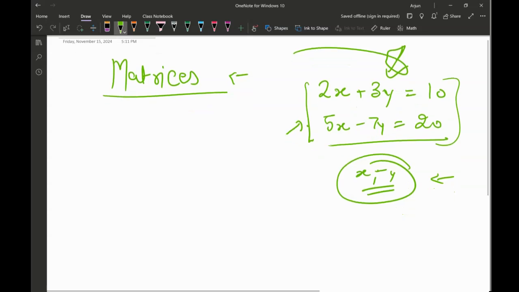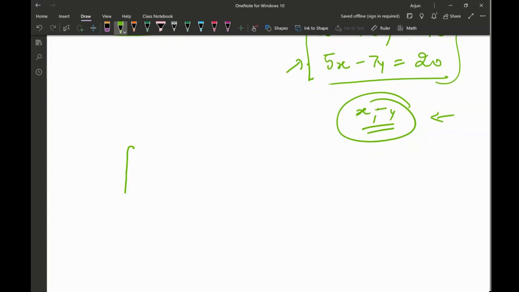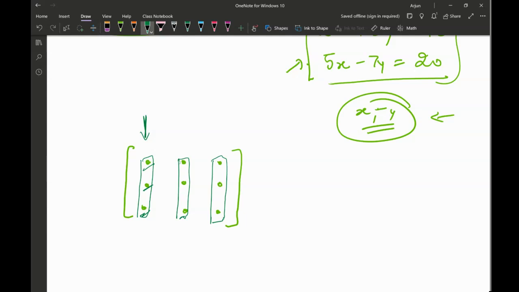Now we're going to start with the basics. A matrix is represented in a big bracket form like this, and then there are elements in it, which I'm representing as dots right now. Another part of the matrix is called a column. These vertical dots make a column. So this is one column, this is another column, and this one is the third column. If I asked you how many columns are in this matrix, there are 3 columns in this matrix.